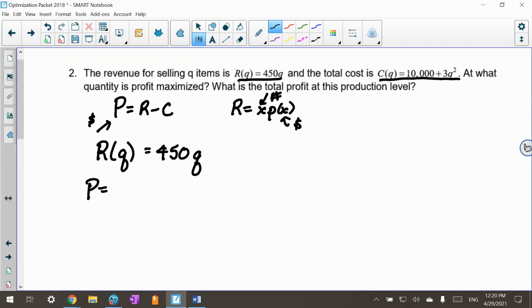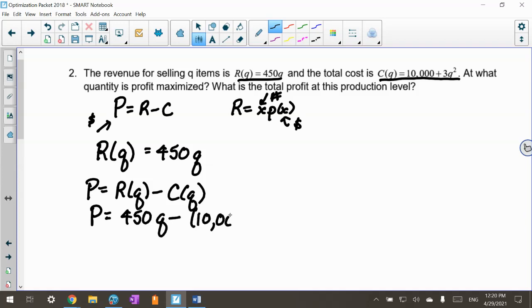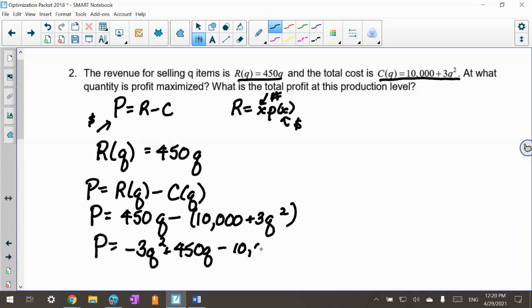So the profit is R of Q minus C of Q. The profit is going to be 450Q, and then I'm going to subtract the cost. I'm going to put it in parentheses because you have to make sure to distribute your negative. So the profit comes out to be, and I'm going to put it in order because it's a quadratic, negative 3Q squared plus 450Q minus 10,000. So here is my profit equation.